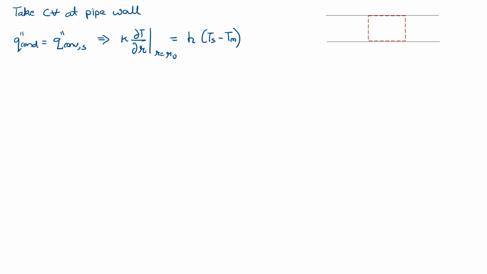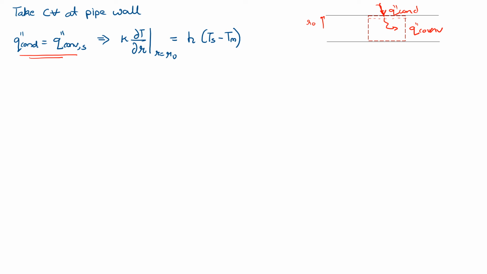So let's say I take a control volume at the pipe wall. I think I've drawn the control volume wrong. So let's say this was the wall and I've drawn a control volume here, and this was R naught. I can say that my Q being conducted through the wall is what is being convected into the fluid. Okay, so that's what I've written here.